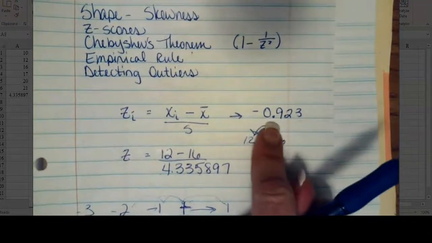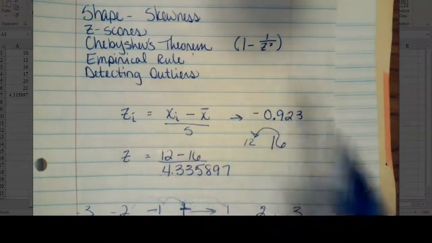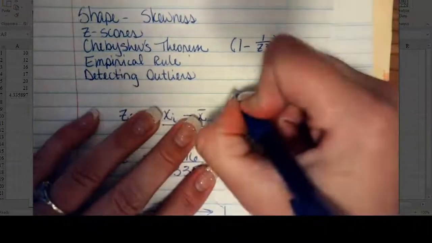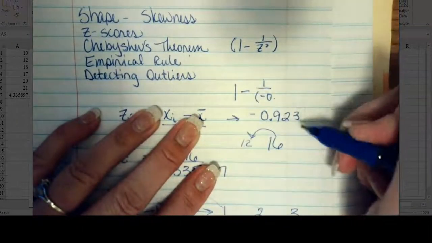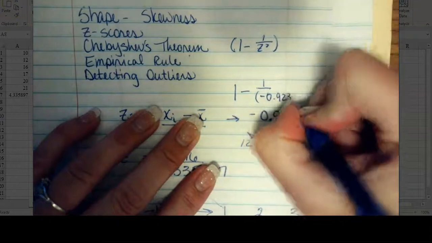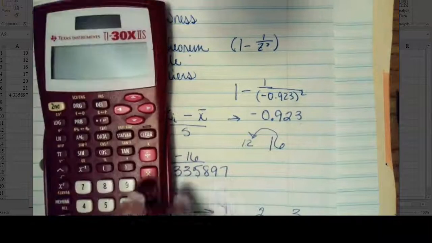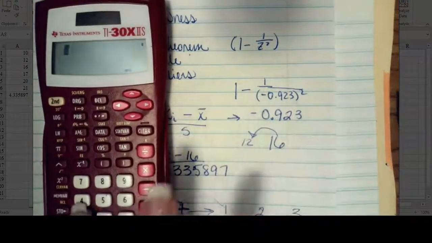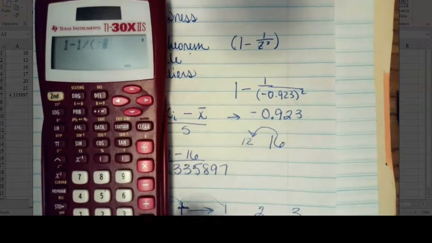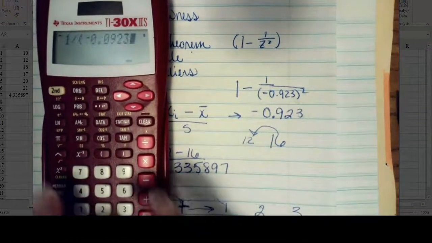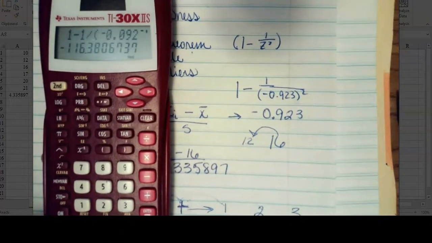So let's throw in the z-score that I found a while ago using my data point of 12. If I throw that in here, what that looks like is 1 minus 1 over negative, and remember I'm going to go to three decimal places at this point. So I've got 1 minus 1 divided by negative 0.923, and I'm going to square that. So I just squared the denominator.